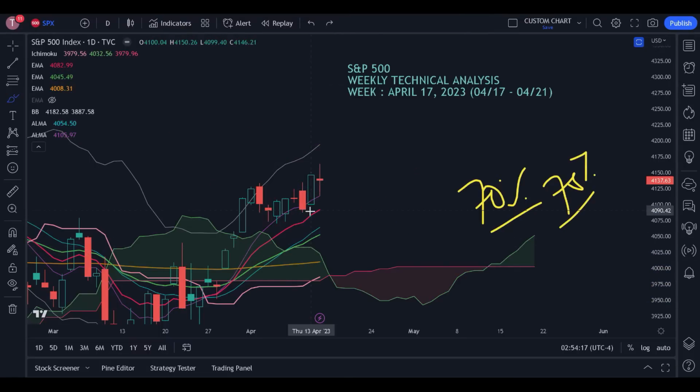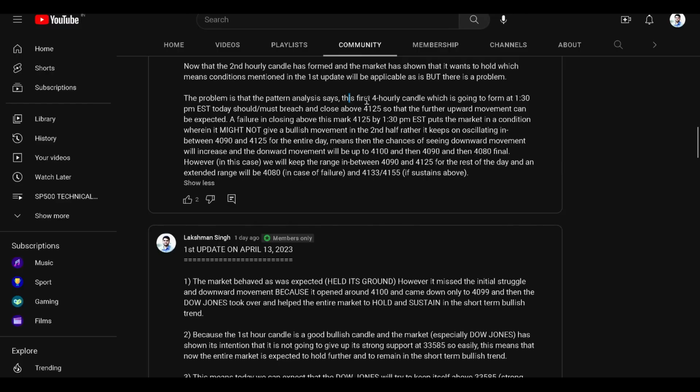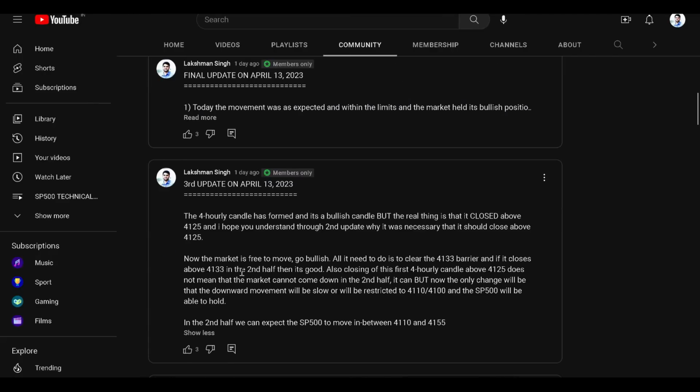On Thursday the open was tricky and immediately upon open it moved up. Initially we were concerned about the closing of the 4-hourly candle, and that is why, very well in advance, I mentioned to my YouTube community members that the 4-hourly candle must close above 4125 so that we can expect a movement towards 4150. If it fails to close above 4125, in that case it will come down. And after the close above 4125, the S&P 500 was free to move, free to go bullish.